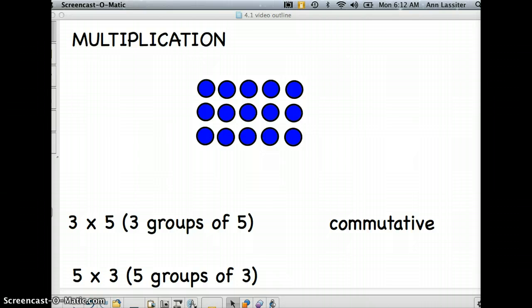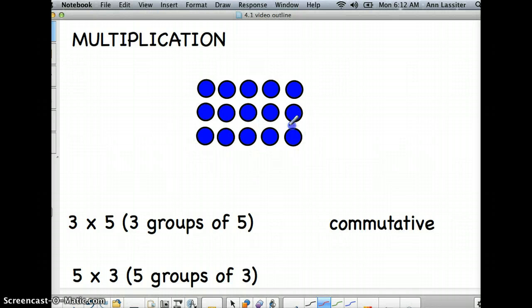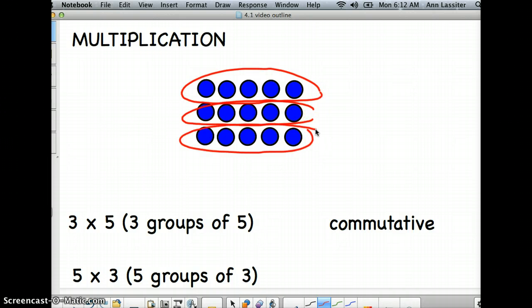Up here I have a 3 by 5 matrix of blue circles. And I want you to see that when we think of multiplication, when we do 3 times 5, we're thinking of 3 groups of 5. And so you can see them here: 1, 2, 3 groups of 5 gives you 5, 10, 15.